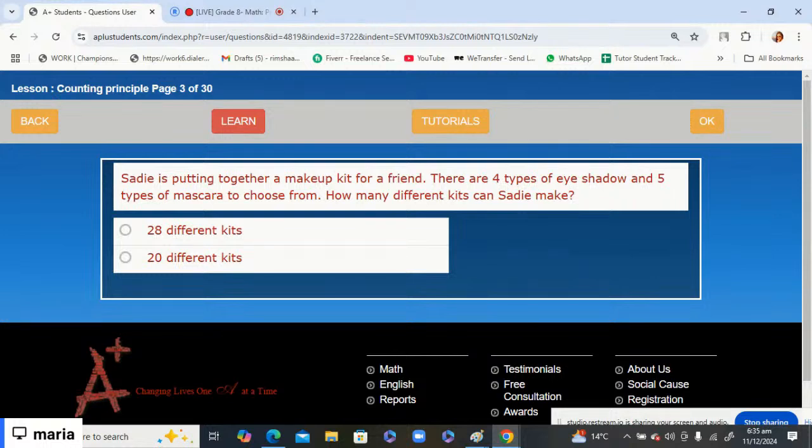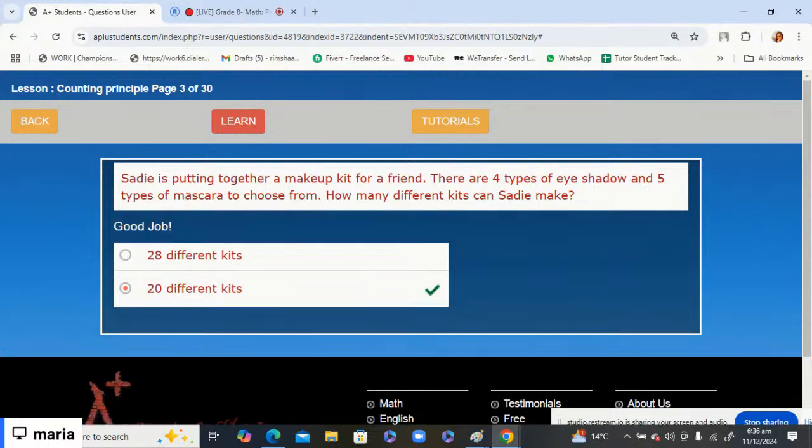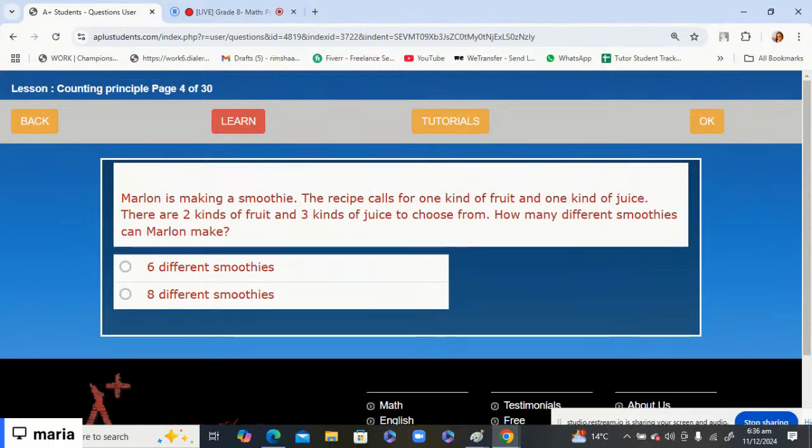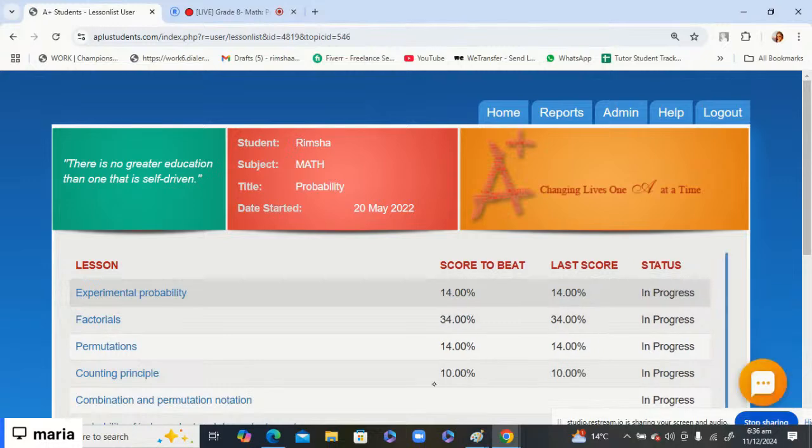Sadi is putting together a makeup kit for a friend. There are 4 types of eyeshadow and 5 types of mascara to choose from. How many different kits can Sadi make? 4 times 5 is 20, and that is our answer. You just multiply, and this is the counting principle.